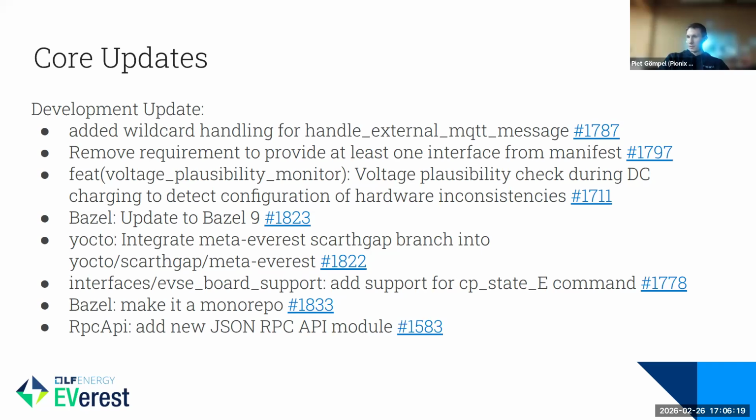ChargeByte added a PR to add support for the CP state E if the BSP supports it. There had been some adjustments to Bazel also for the monorepository, and the RPC API pull request from ChargeByte has now been merged, which is also very important for the release, because the JSON RPC API is also becoming one of the APIs that will be kept stable and maintained in the upcoming release.